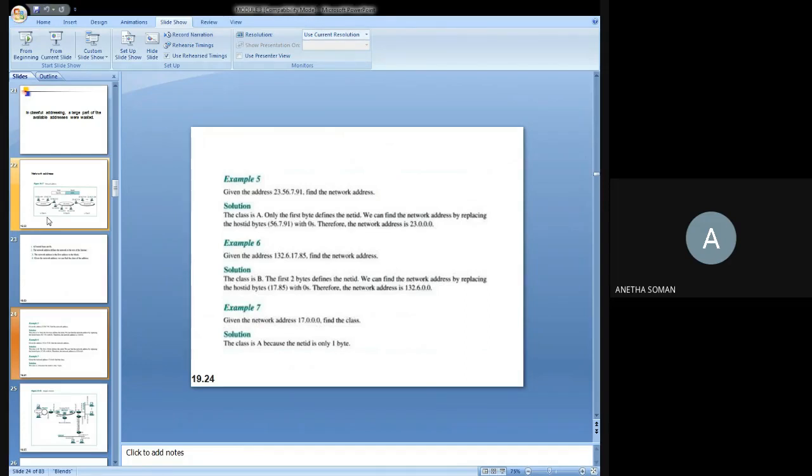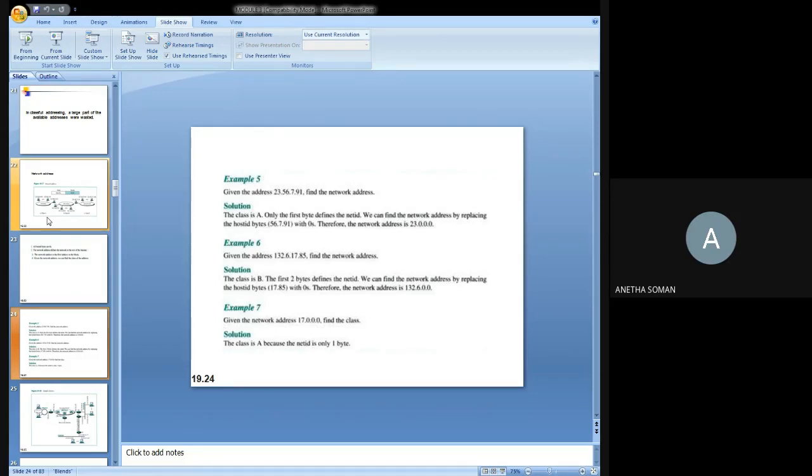Now, how many bytes are used for net ID in class B? 2 bytes. So exclude that; the first 2 bytes remain the same, and the remaining 2 bytes of host ID you make 0. So the network address will be 132.6.0.0. Understood how you are able to find the network address if some IP address is given?